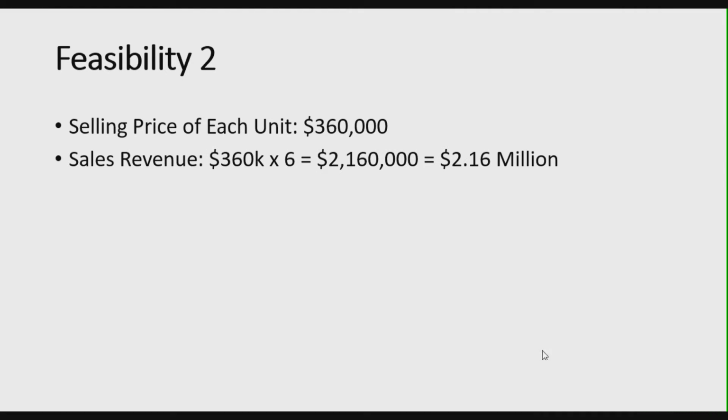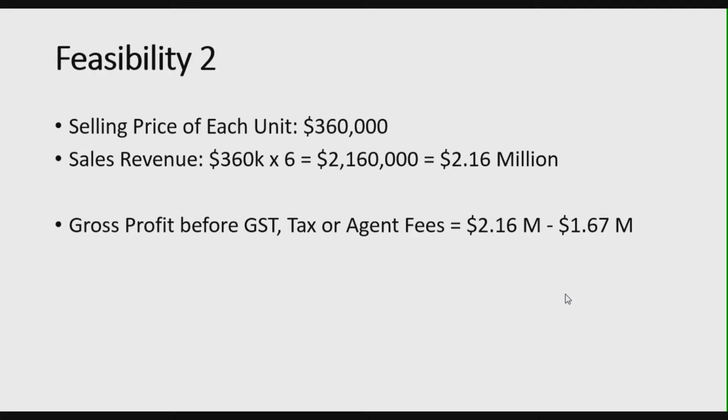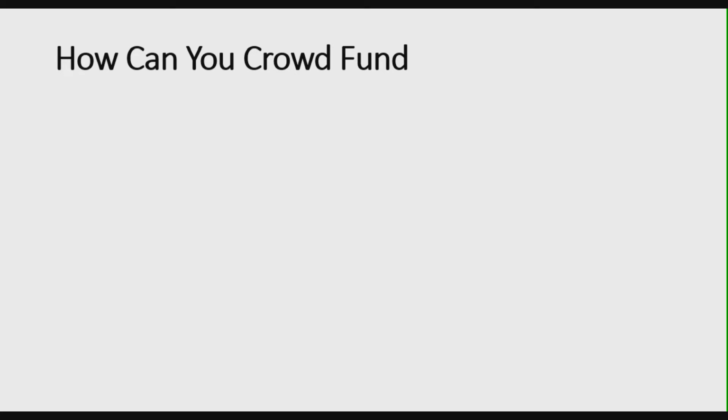So sales revenue, 360 into 6, is 2.16 million. So gross profit before GST, tax and agent fees is 490. How 490 is taken is 2.16 million minus 1.67, that is the construction cost, minus that.